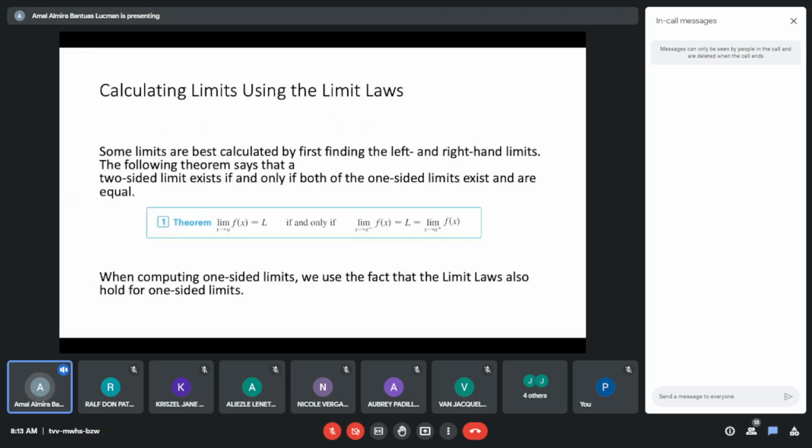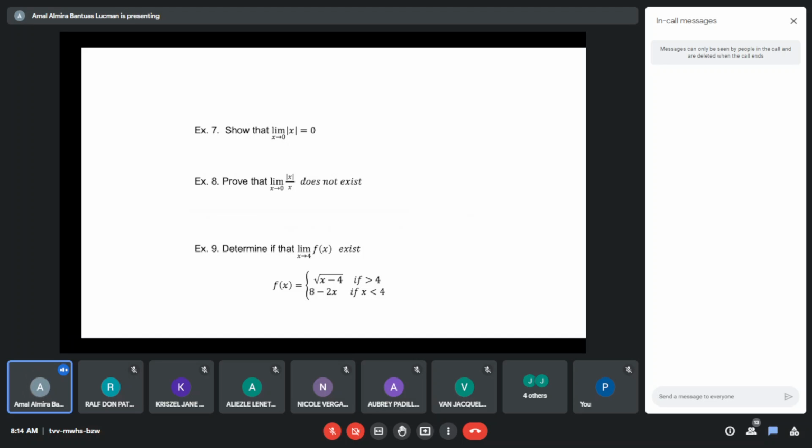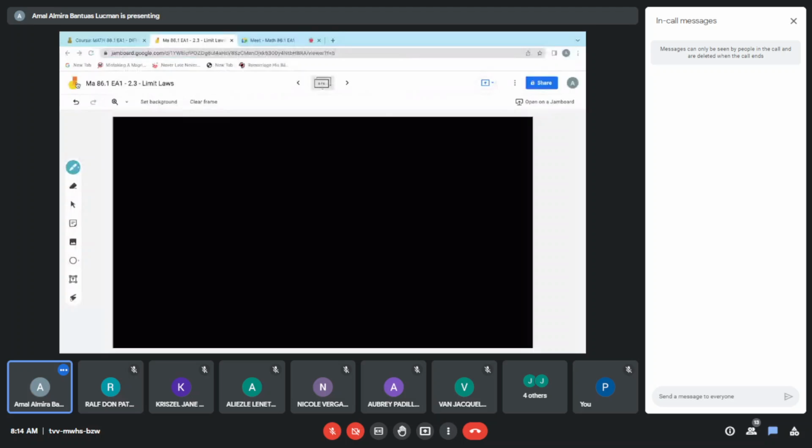Okay. So there are some limits that can best be calculated by first finding the left and the right hand side limit. We have discussed this already. The theorem says that the limit of a function as x approaches a is equal to L if and only if the limit of the function as x approaches a from the left and from the right are equal and are both equal to L. Okay. Show that the limit of the absolute value of x as x approaches 0 is 0. This is number 7.